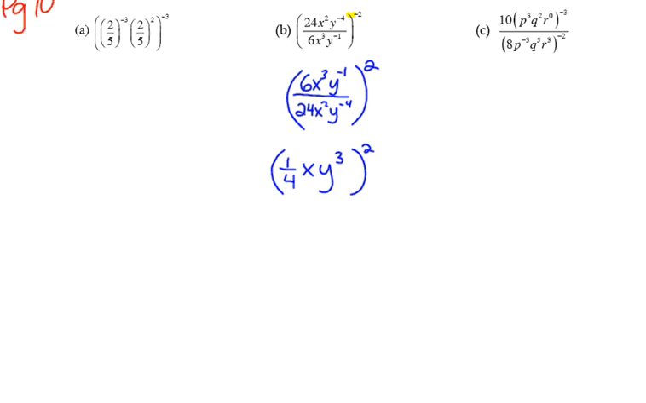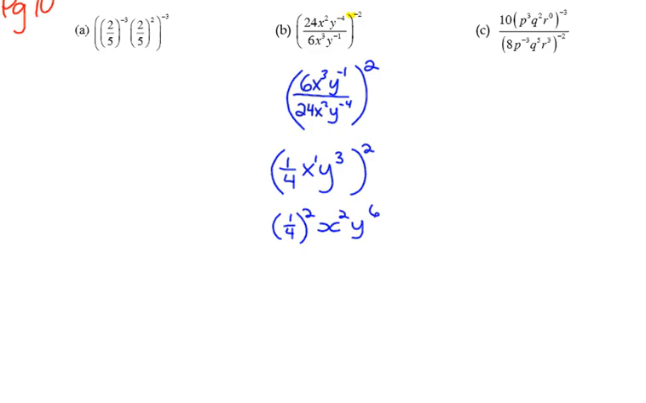Okay, we can't simplify inside the brackets, so what do we have to do now? Apply the 2 to everyone, including, don't forget, the quarter. So a quarter is going to have power of 2. We apply it to everybody. X will become what? X squared. It was a power of 1. Power to power, we multiply. And y to the power of 6.